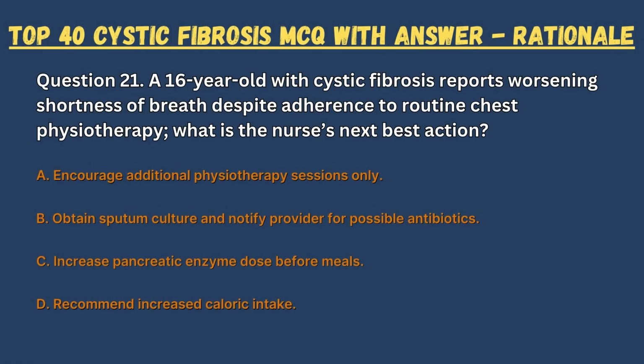Question 21. A 16-year-old with cystic fibrosis reports worsening shortness of breath despite adherence to routine chest physiotherapy. What is the nurse's next best action? A. Encourage additional physiotherapy sessions only. B. Obtain sputum culture and notify provider for possible antibiotics. C. Increase pancreatic enzyme dose before meals. D. Recommend increased caloric intake.